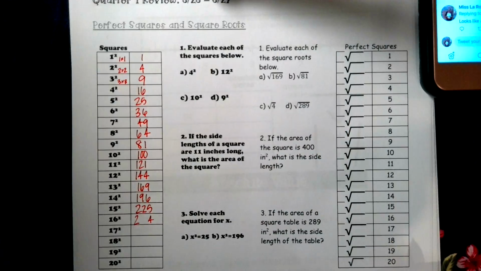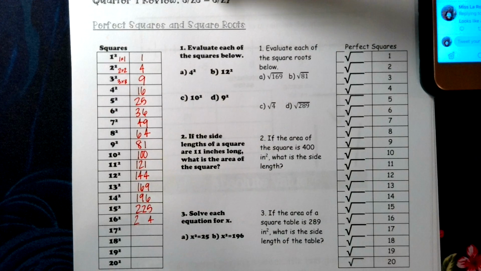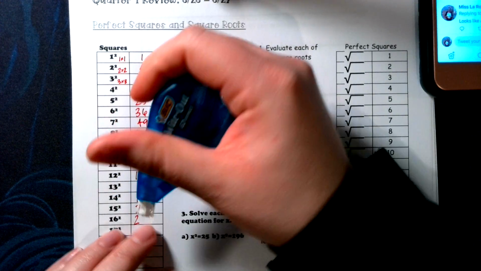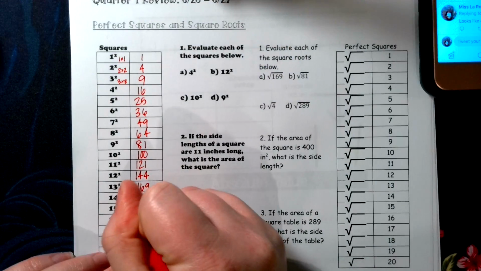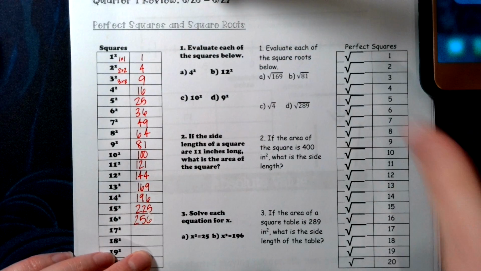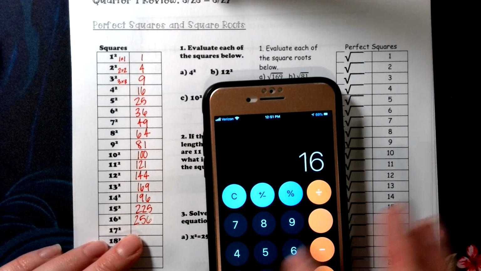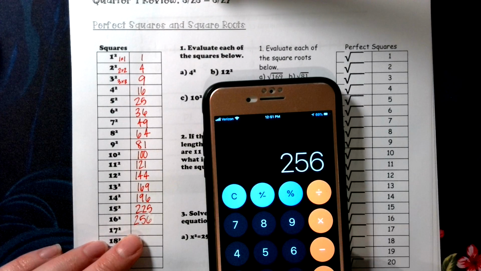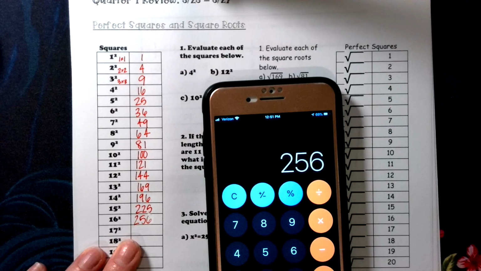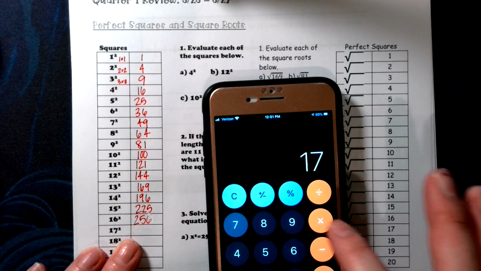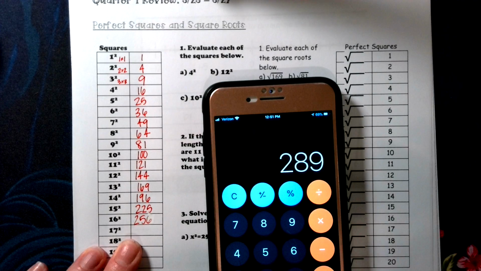But I realized if it ends in a 6, if it's 6 times 6, that means it needs to end in a 6. Oh, I think this is 256. Let me double check. 16 times 16. Yep, 256. All right, 17 squared, that's gonna be 289. Let me double check. Boom.